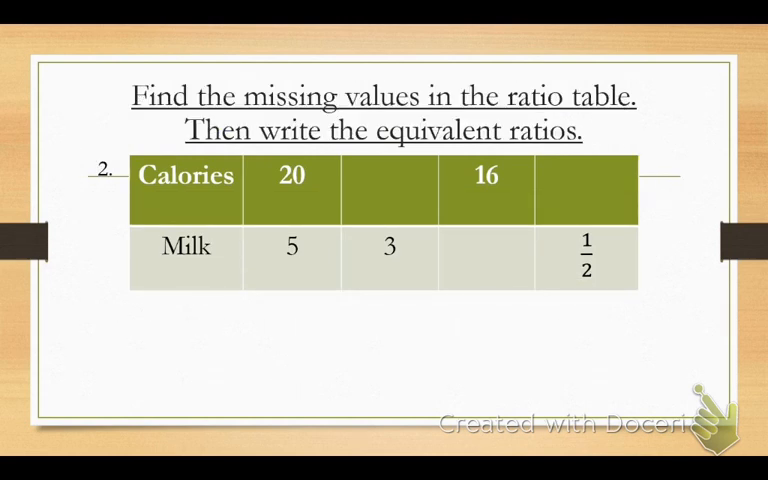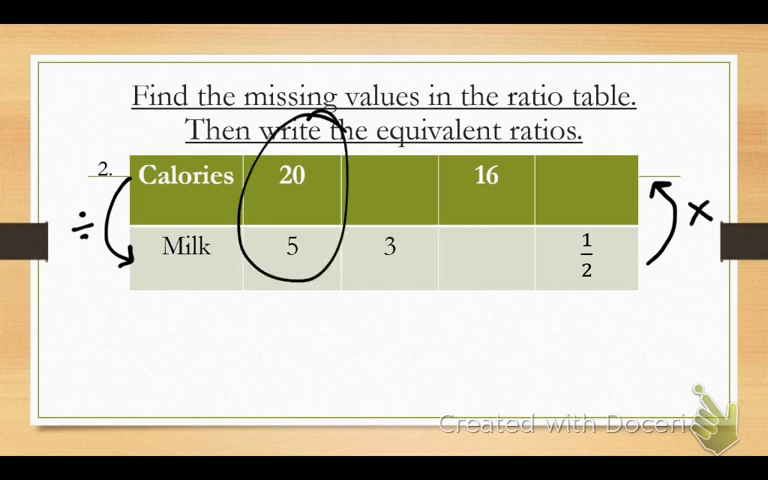So once again, here we go. We're trying to compare calories to milk. The first one, you can see, it's done this part for us. 20 calories for 5 cups of milk. To get from the top to the bottom, what do I do? Divide. You divide. How about going from bottom to top? Multiply. Now, just by looking at this, is there anyone who can figure out what the value of the ratio is? What is it?